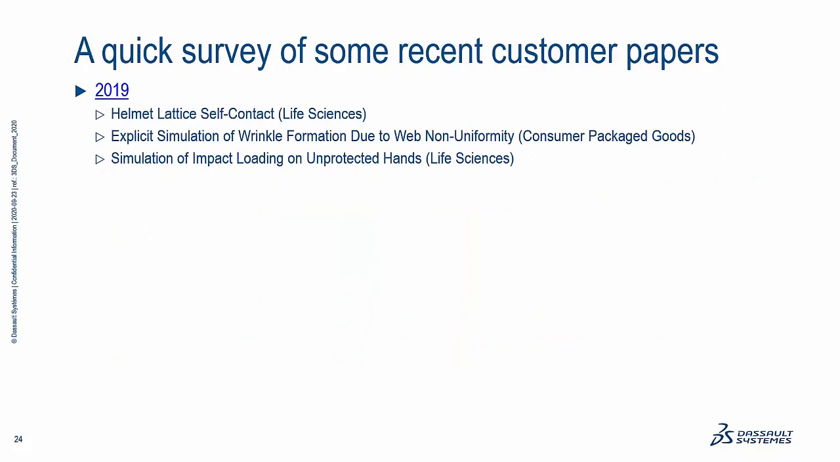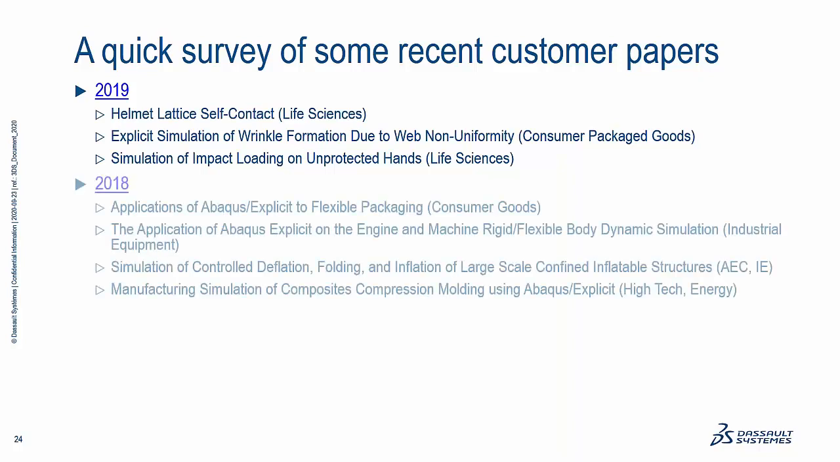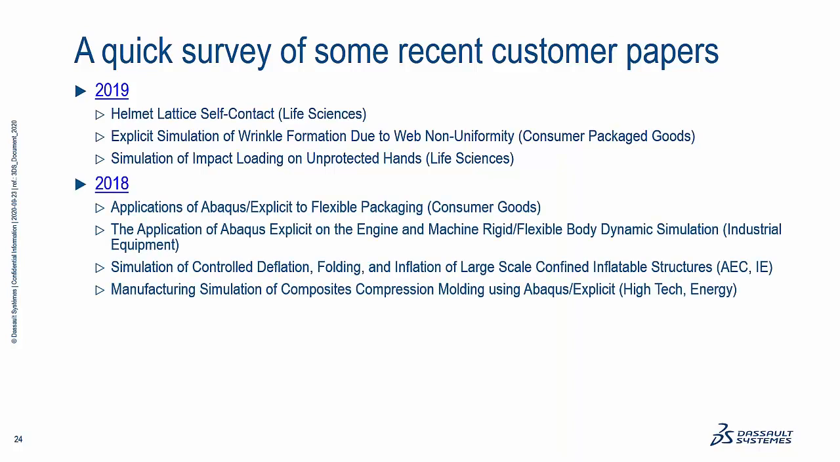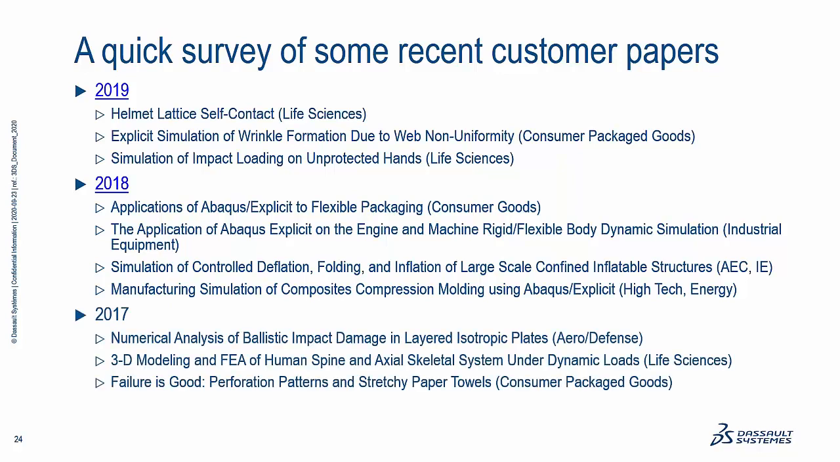So let me talk a little bit about some recent customer papers to give you an idea of the breadth of usage of Abaqus Explicit. Our next ModSim, or modeling simulation, conference is coming up in October, so we don't have any papers from 2020 just yet, so 2019. And this is just a sampling of some of the papers. You'll notice some of them from the life sciences and consumer packaged goods industries. 2018, more consumer goods, architecture, engineering and construction, industrial equipment, high-tech, energy. 2017, aerospace and defense, life sciences.